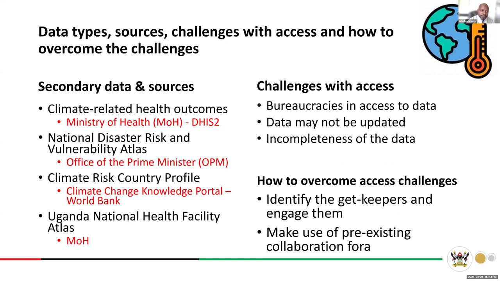And then for secondary data sources, there is a lot of information out there, and it is very important to do a detailed review and pick this information and make good use of it. So for climate-related health outcomes, we looked at the DHIS2, which is available at the Ministry of Health. So we had to get access to that and pull out the health outcome of interest. And then from the Office of the Prime Minister, we are able to get the National Disaster Risk and Vulnerability Atlas. And then also we needed the climate risk country profile.